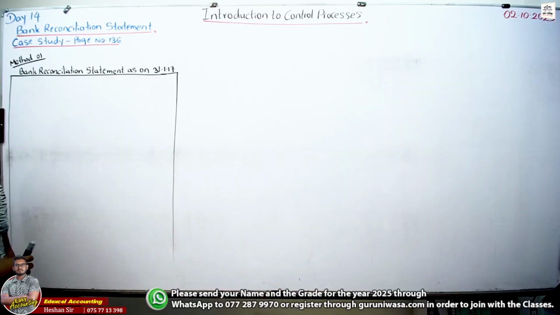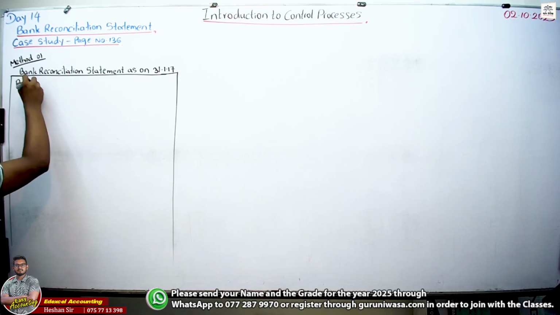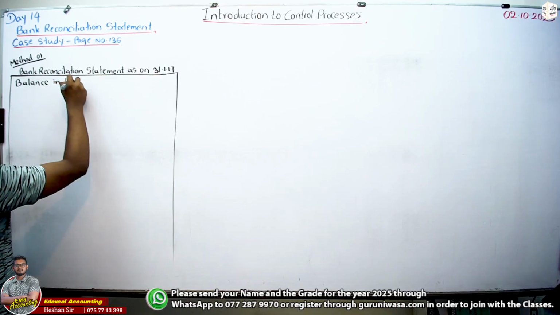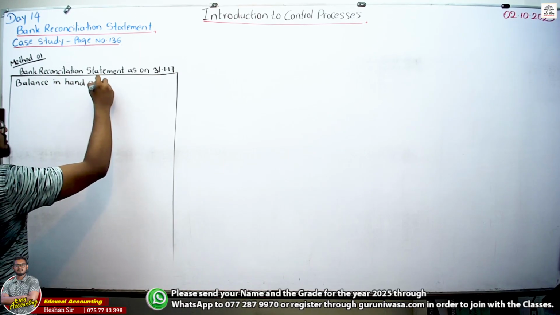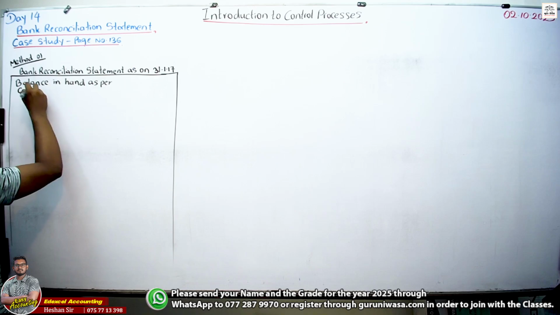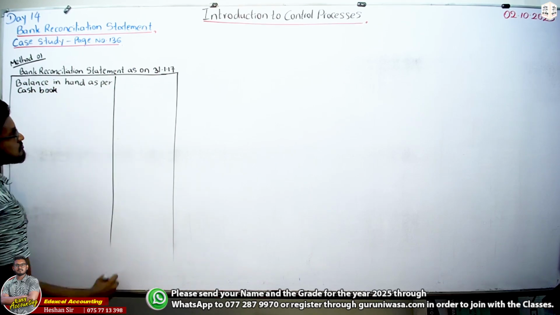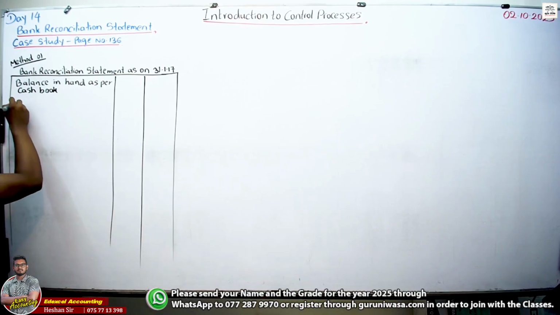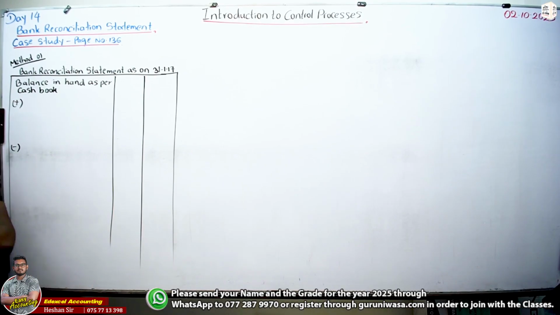In this method, I'm taking balance in hand as per cash book, plus something, minus something, then cash in hand as per bank statement. This is the first method.